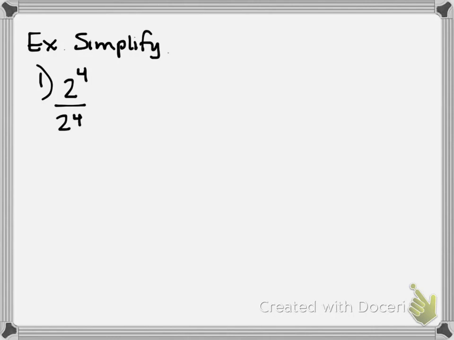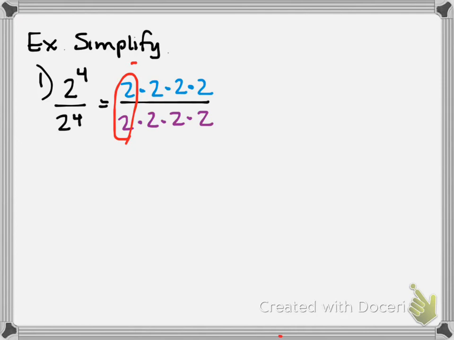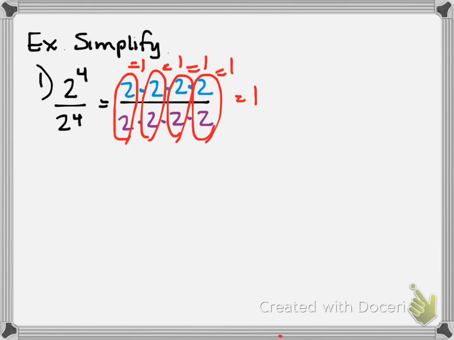Okay. Well, let's try it and see if it works. So 2 to the 4th means 2 times 2 times 2 times 2. And 2 to the 4th in the denominator means 2 times 2 times 2 times 2. Do I have anything I can cancel out top and bottom? I got a bunch of 2's, right? There's a pair of 2's. They equal 1. That pair equals 1. 2 divided by 2. 2 divided by 2. 2 divided by 2. So again, we get the answer 2 to the 4th divided by 2 to the 4th equals 1. That makes sense.